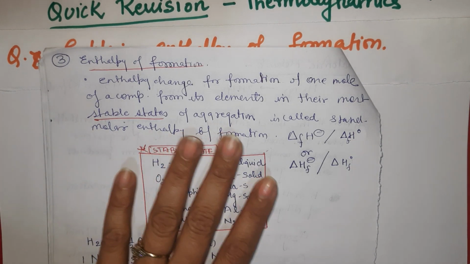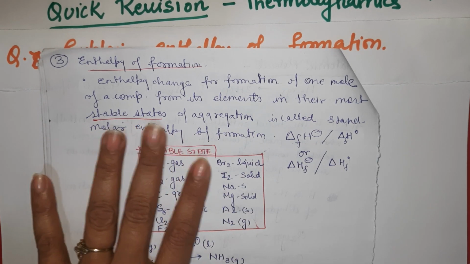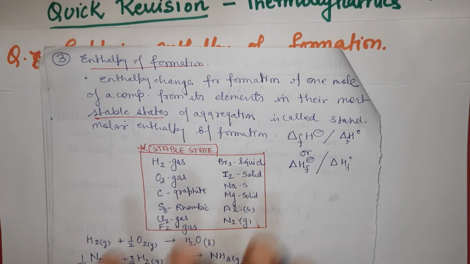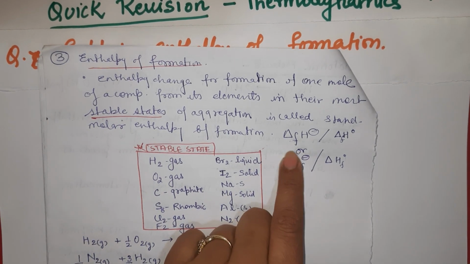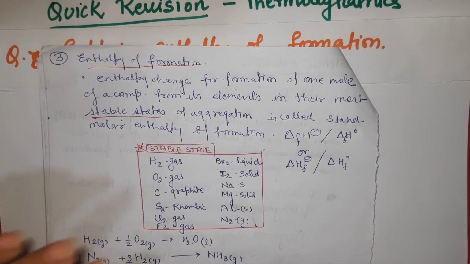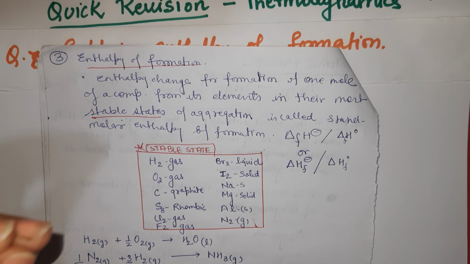Enthalpy change of formation of 1 mole of a compound from its elemental state in their most stable state of aggregation is called the standard molar enthalpy of formation. This is represented by delta f H naught. These are the stable states, because in this we have to keep all the molecules in their standard state.